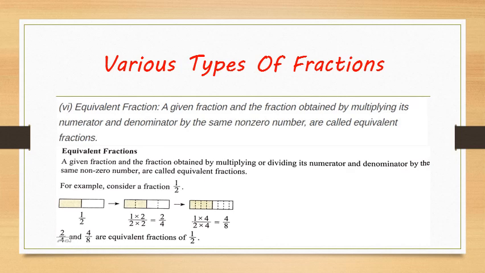Because they have equal values. If a fraction is there and its equivalent fraction is there, both are equal in value. That's why they are said to be equivalent fractions.